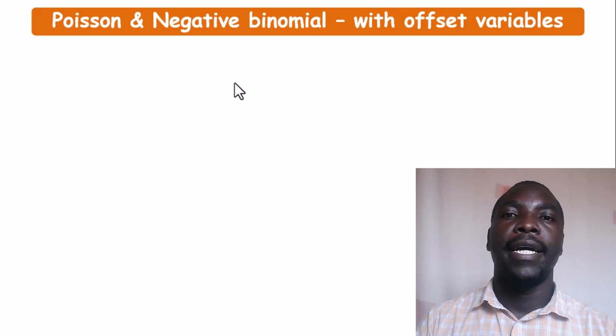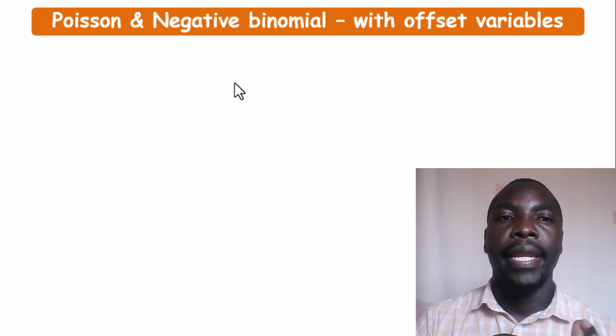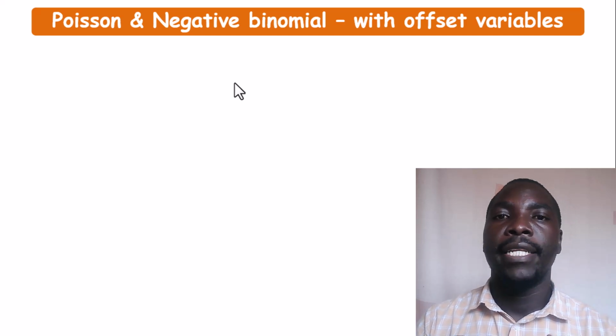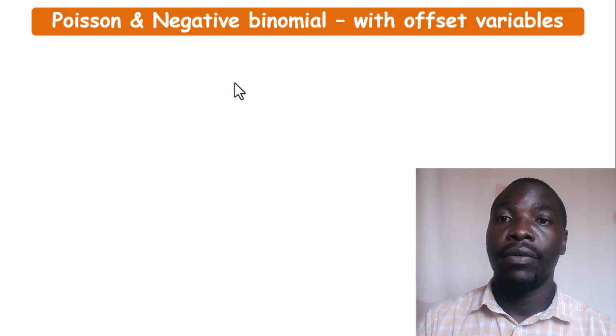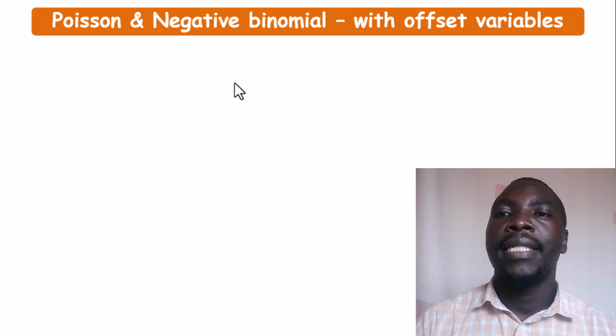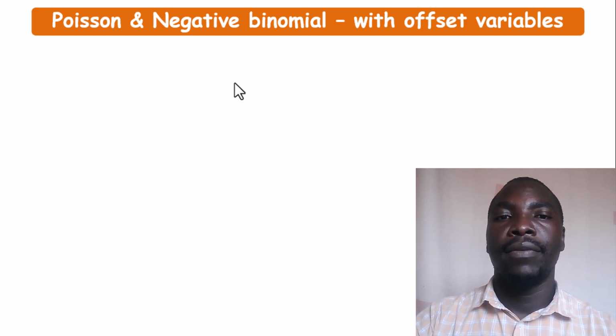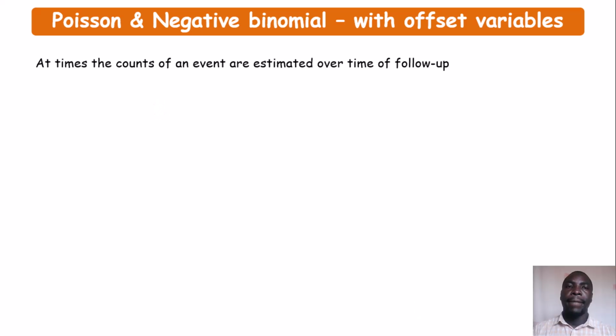Today we look at scenarios where we are running Poisson or negative binomial regression, but we have an offset variable. What is an offset variable? Let's start with scenarios. With Poisson and negative binomial regression, we are modeling a count outcome, a non-negative integer. But at times, the counts of an event are estimated over a period of follow-up. Individuals are not followed up for the same time.